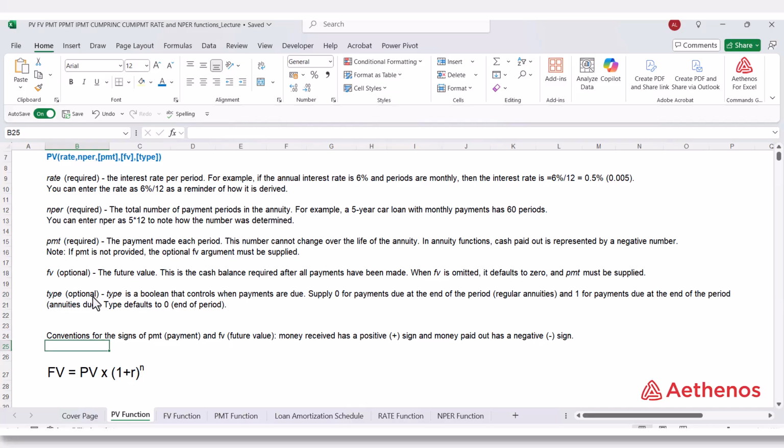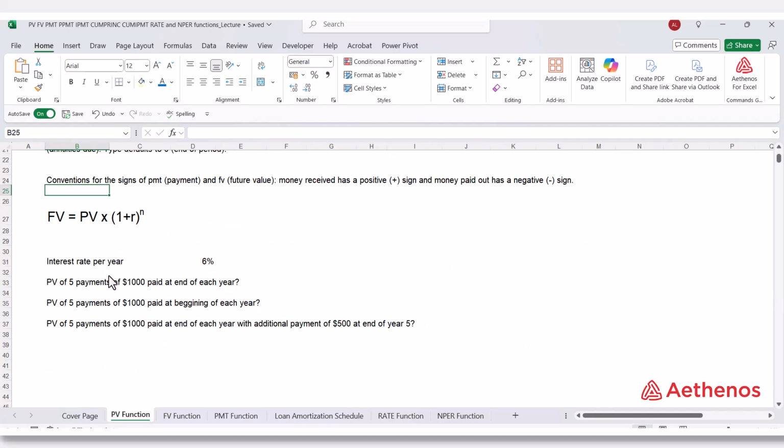The type again is optional. Type denotes whether the cash flow is due at the end of the period, like regular annuities, which is 0, or at the beginning of the period, like annuities due, which is 1. It defaults to 0, which means the end of the period. And we have the cash flow convention for PMT and future value: money received is positive and money paid out is negative.